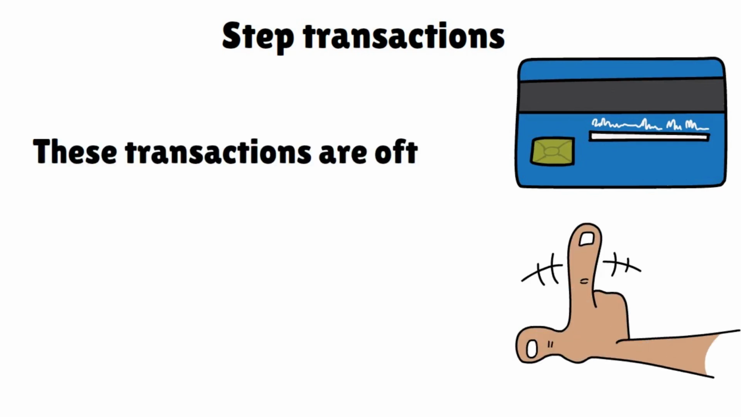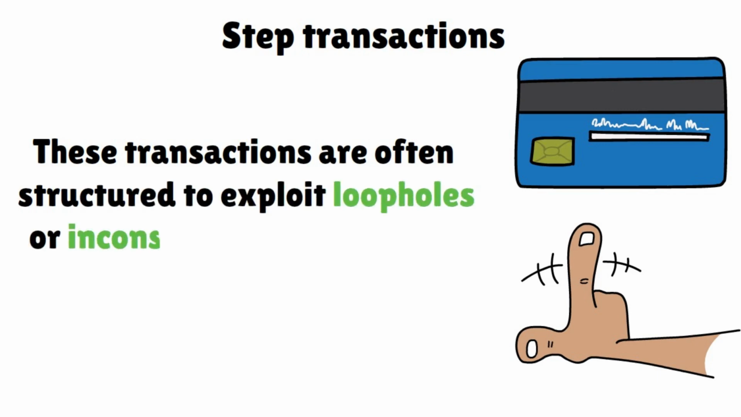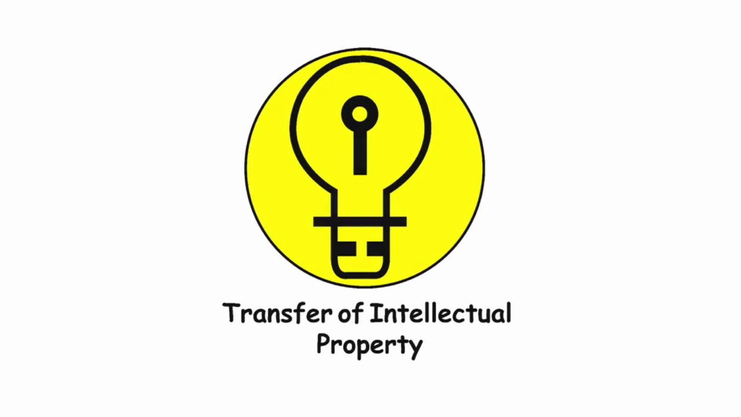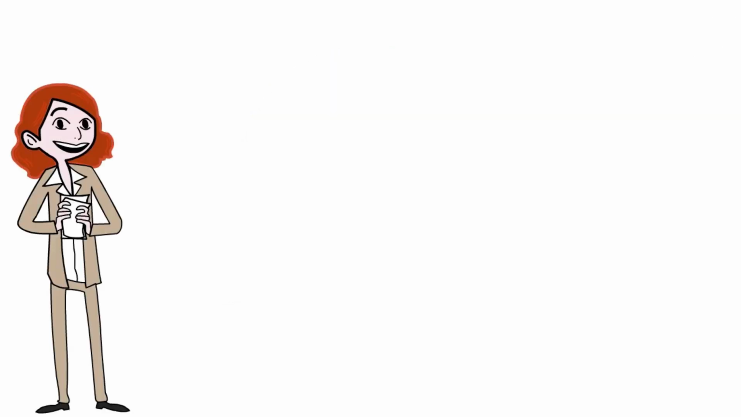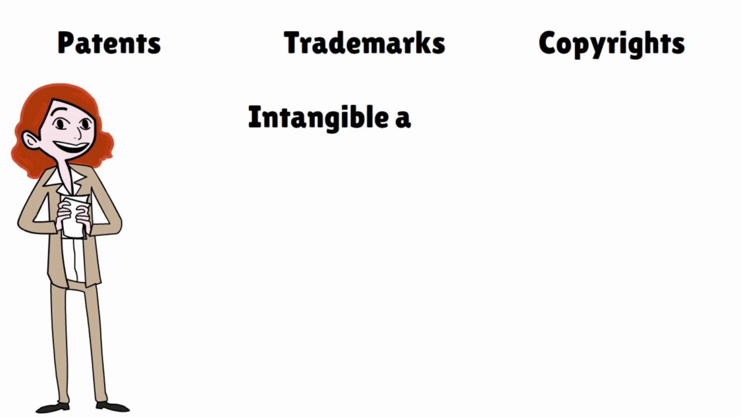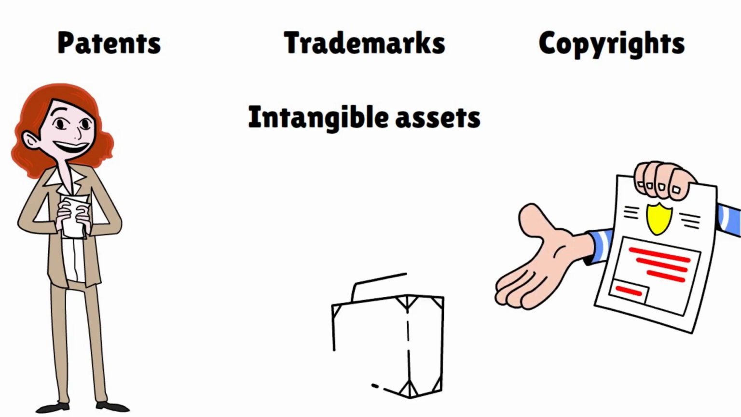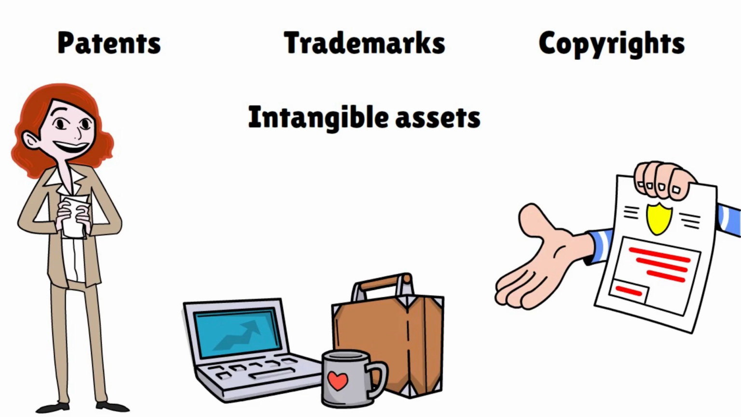These transactions are often structured to exploit loopholes or inconsistencies in tax laws and regulations. Transfer of intellectual property. The transfer of intellectual property involves moving rights to patents, trademarks, copyrights, or other intangible assets between entities, often for licensing or royalty purposes.